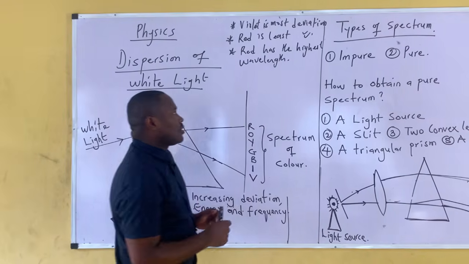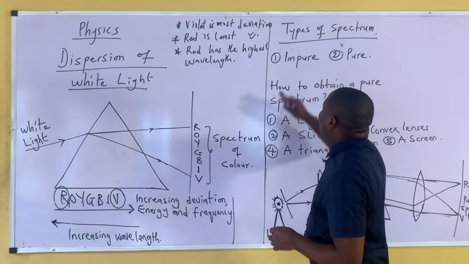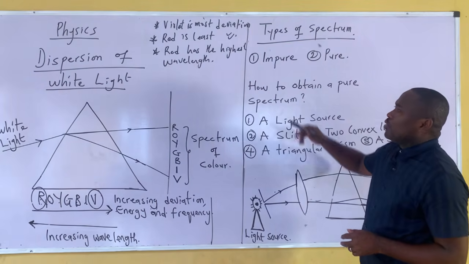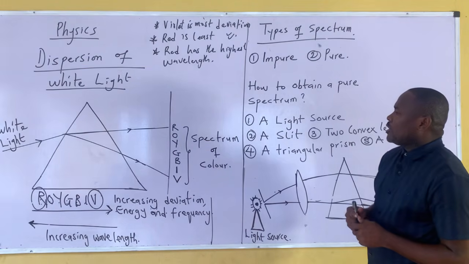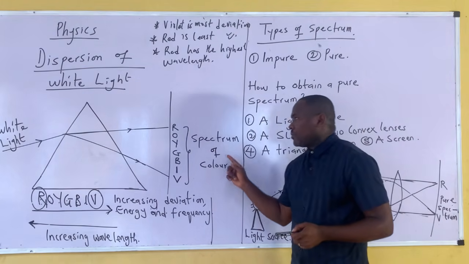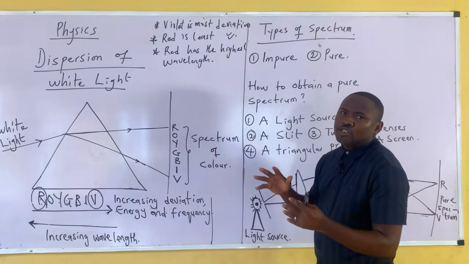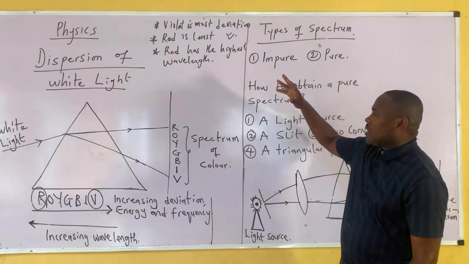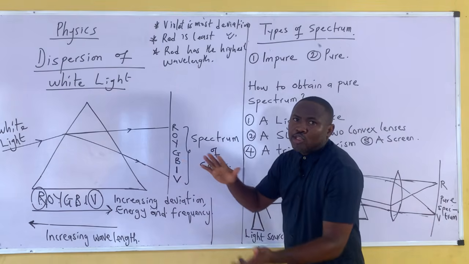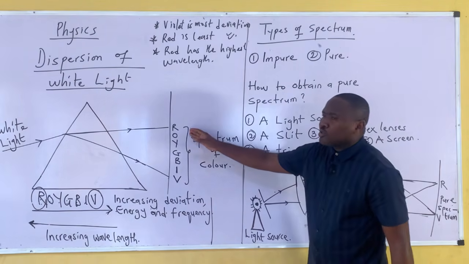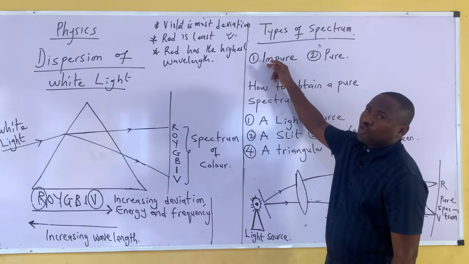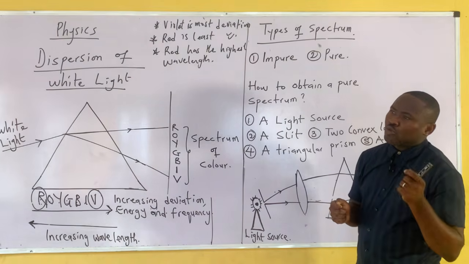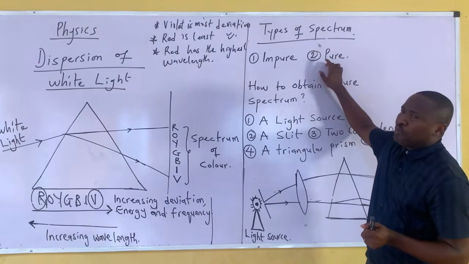Now that brings us to types of spectrum. What about types of spectrum? We have the impure and we have the pure. What about the impure? Remember a spectrum is a constituent of colors. An impure spectrum is one in which these colors overlap. But when these colors do not overlap, there's a distinct separation between one color and the other, it is called a pure spectrum.